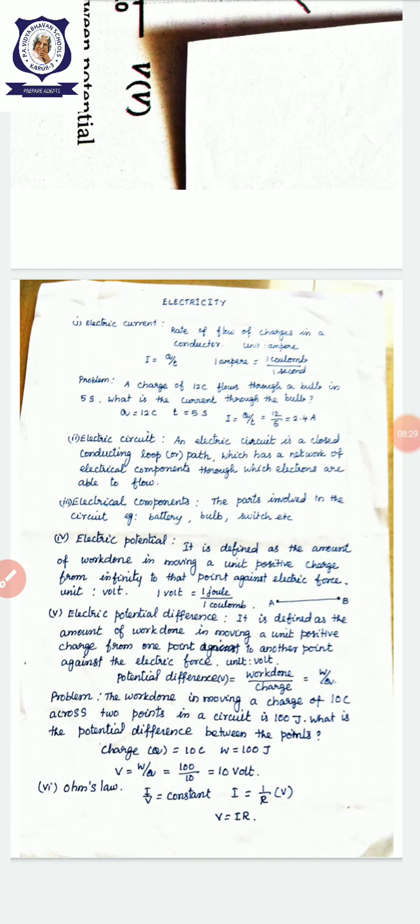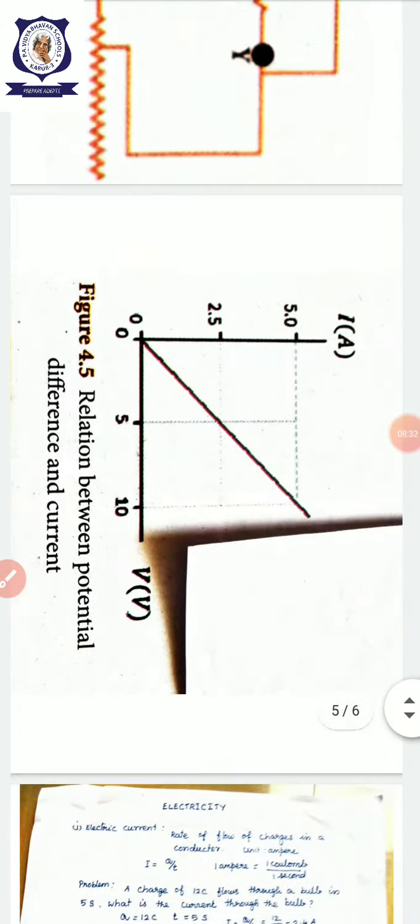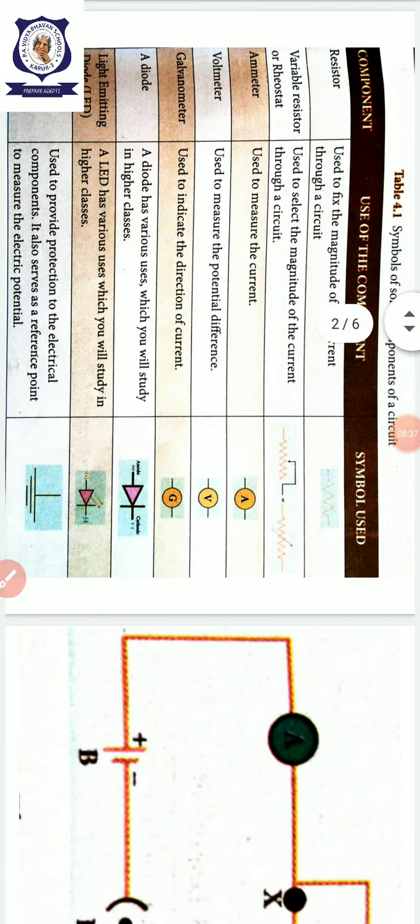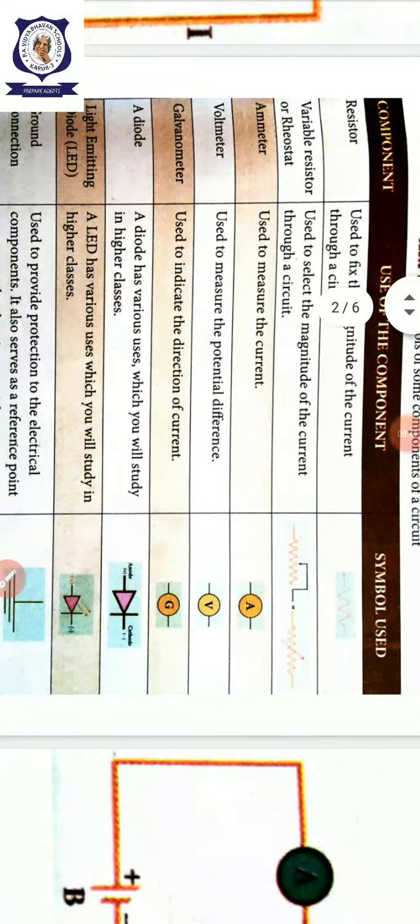Then the next important thing, electrical components. What are the electrical components? Already I told you, the components or the parts of the circuit are called components. In this tabular column we have a number of components. First, resistor. We normally use these components in the circuit, but we note a symbol for all the components. While we are drawing the circuit, we use the symbol to represent the particular component.